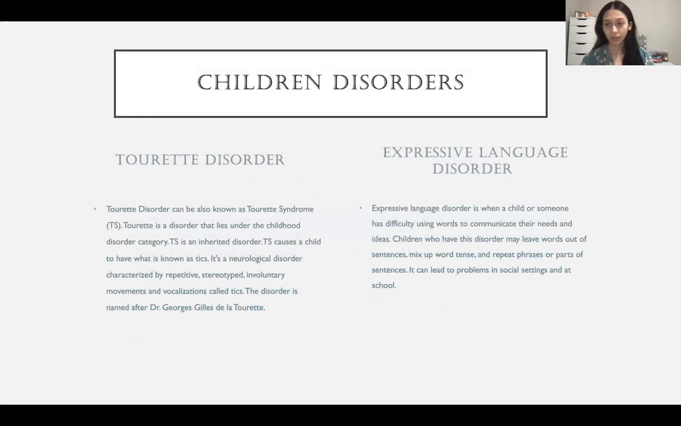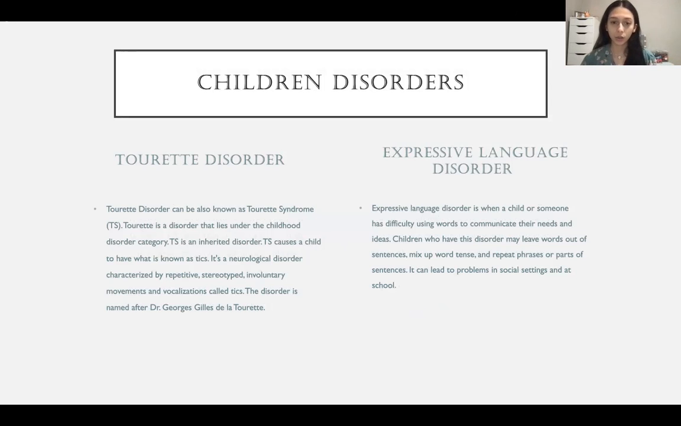So I chose childhood disorders. I chose two topics under childhood disorders, which are Tourette disorder and expressive language disorder. Tourette disorder can also be known as Tourette syndrome. I'm sorry if I'm saying this wrong, but I feel like it's Tourette. I'm not sure how you pronounce it correctly, but TS for Tourette syndrome. I will be using TS as an abbreviation so we can go with the flow. Tourette is a disorder that lies under the childhood disorder category.